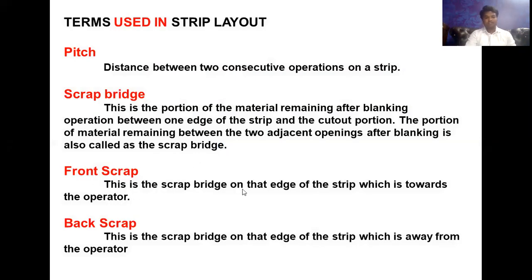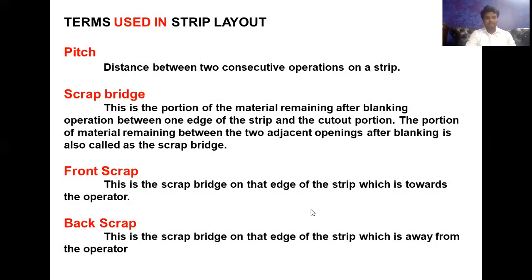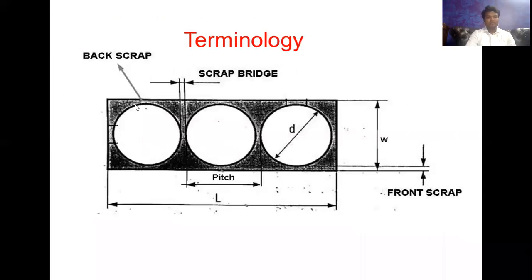Front scrap: this is the scrap bridge on the edge of the strip which is towards the operator. We call this the front scrap. Back scrap: this is the scrap bridge on the edge of the strip which is away from the operator.